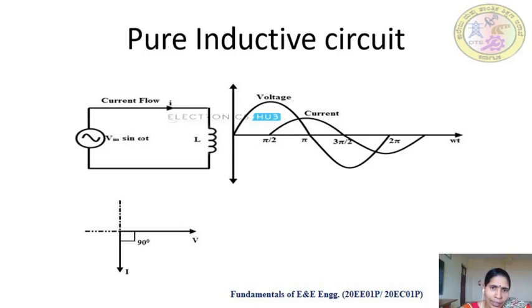So therefore the current reaches its maximum value when the voltage across the load is 0. That means the current lags behind the voltage by an angle of 90 degrees. From the figure we can make out, when voltage reaches its peak value, the current starts from 0. So this is for the pure inductive circuit. The current lags behind the voltage by an angle of 90 degrees when it is pure.